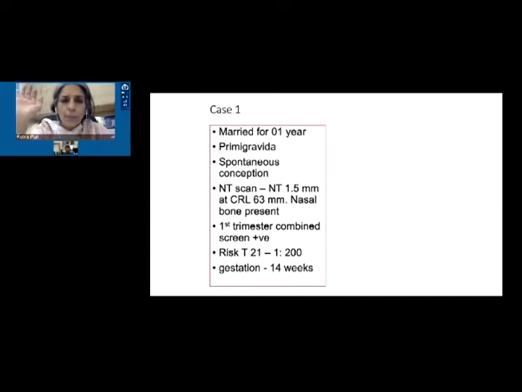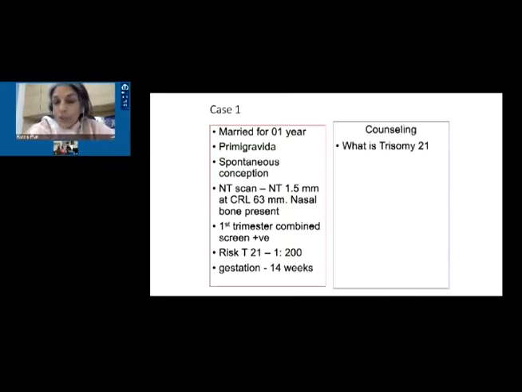So this is a lady, low-risk situation, primigravida, no family history. She conceives one year into her marriage. The first trimester scan is normal, but she screens positive in the combined screen, and she has a risk of 1 in 200. The gestation at which she consults you is 14 weeks.